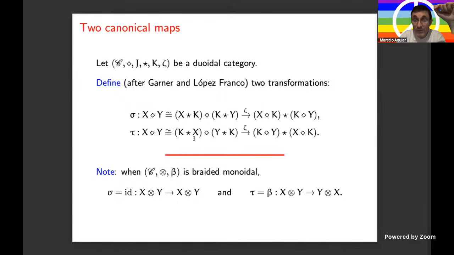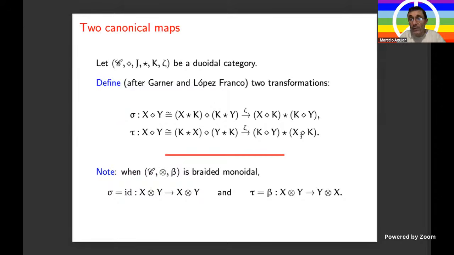There is a similar thing you can do if the insertion of the unit object is on the extremes rather than in the middle. As you see here, you insert K at either end. Again, you have an isomorphism, and then you use the interchange law, and you end up there.